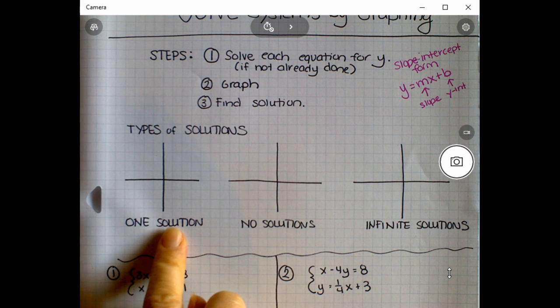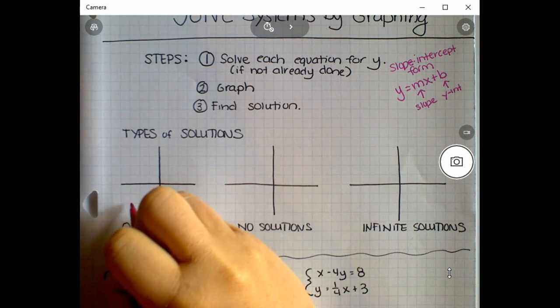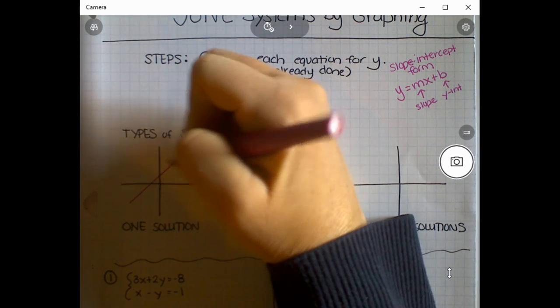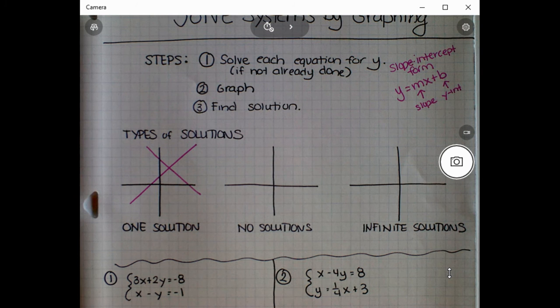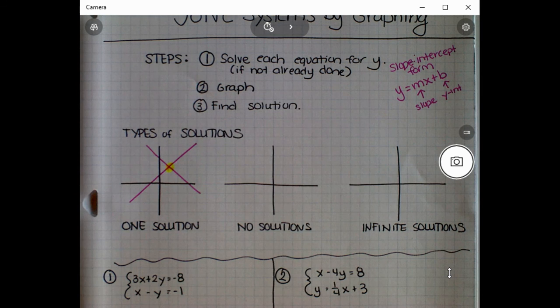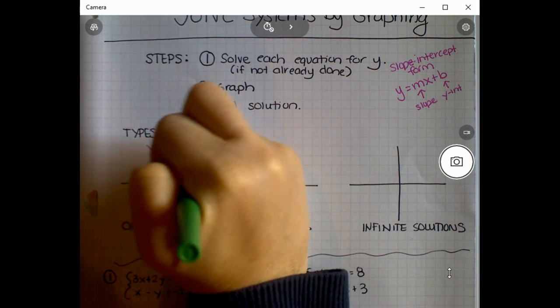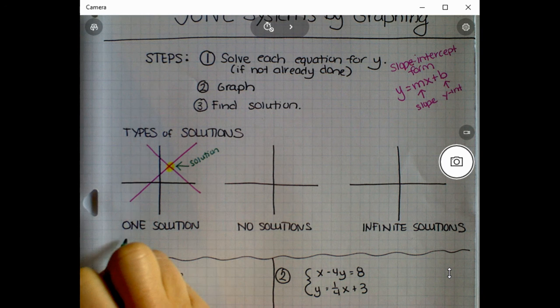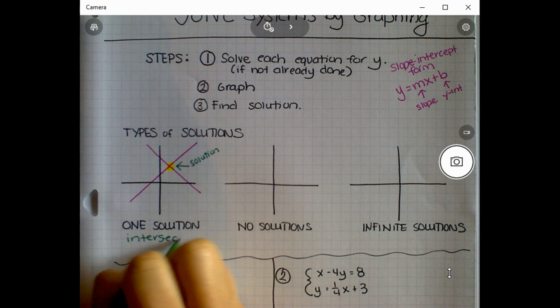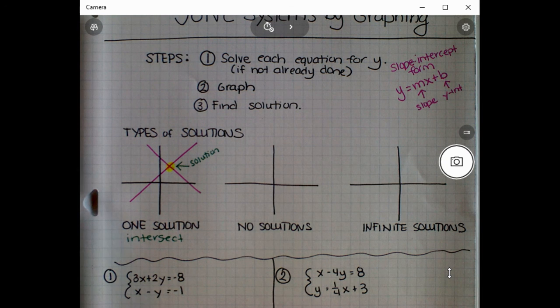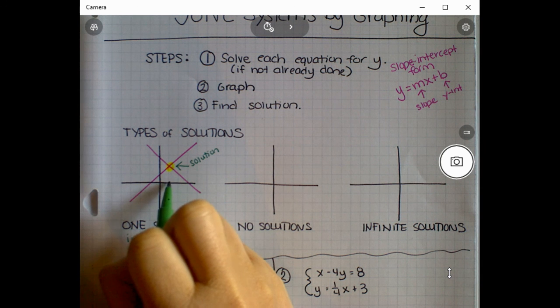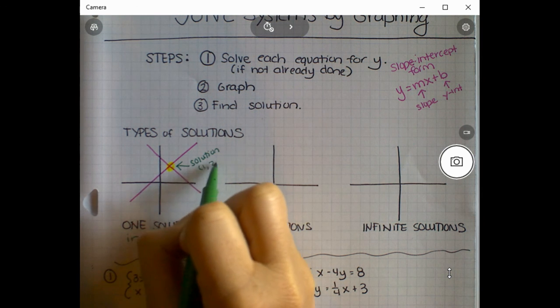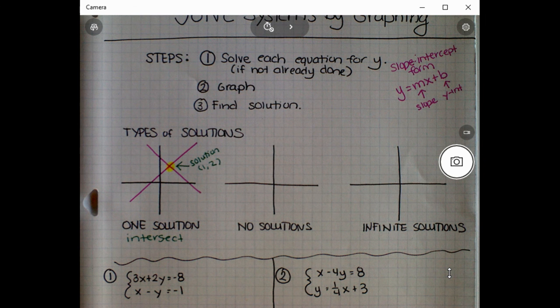You can have one solution. One solution is when your lines intersect somewhere. Where they intersect, that spot right here, that is the one solution. Okay, so that's what it looks like. So one solution will intersect. Intersect means cross. So the solution to this one looks like it's about (1, 2). That's how you know if it has one solution.